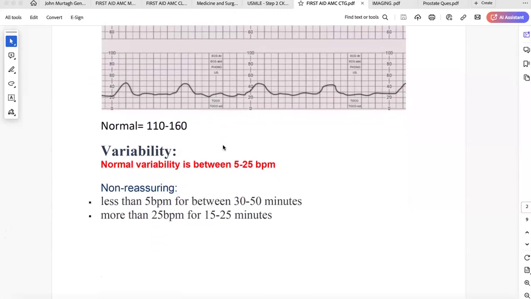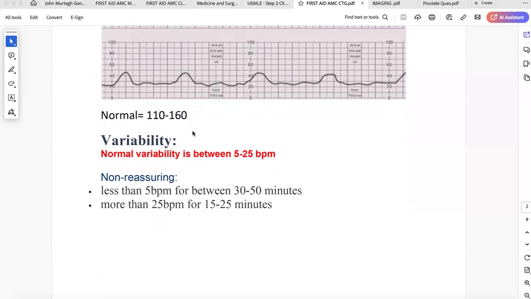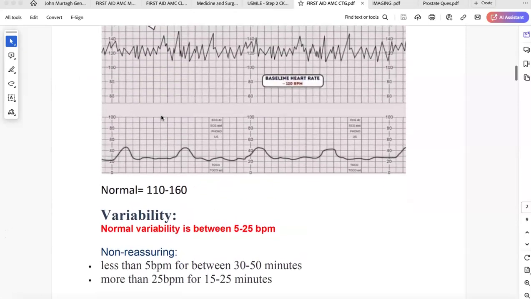The normal fetal heart rate is 110 to 160. If the heart rate goes more than 160, that's fetal tachycardia. Less than 110 is fetal bradycardia. Both of them are not good.